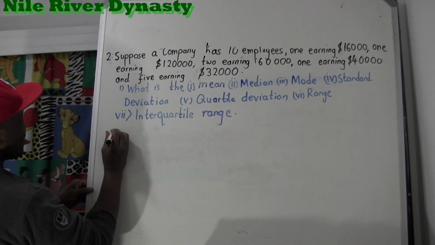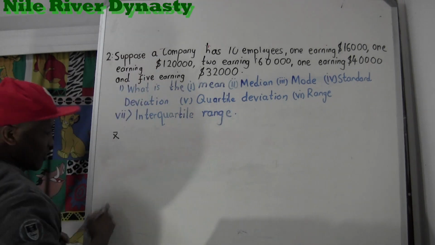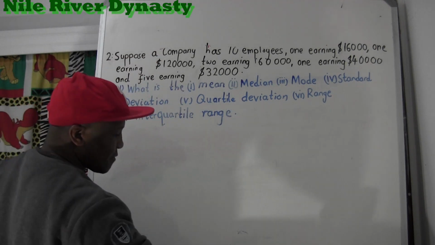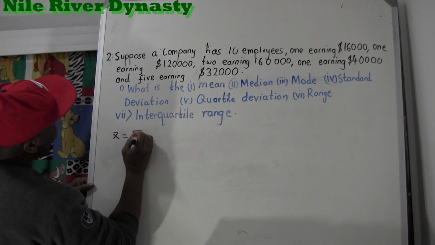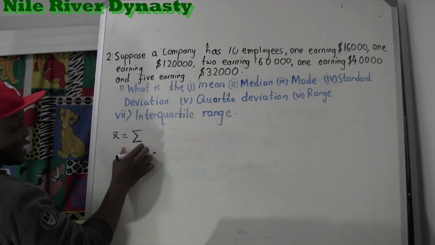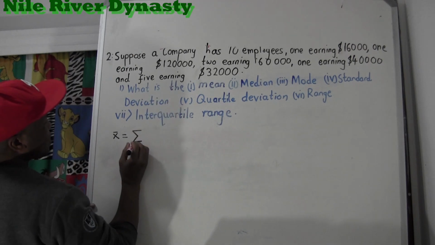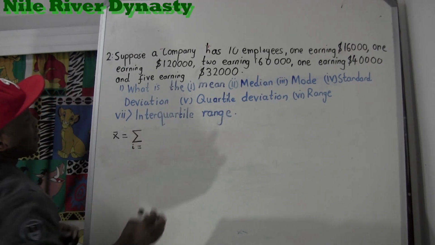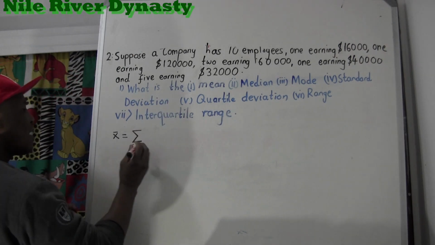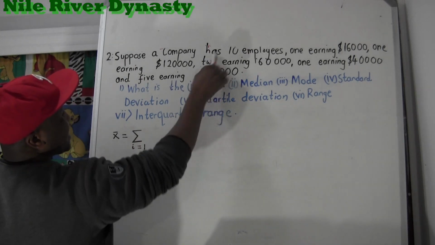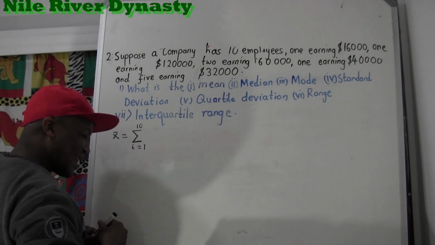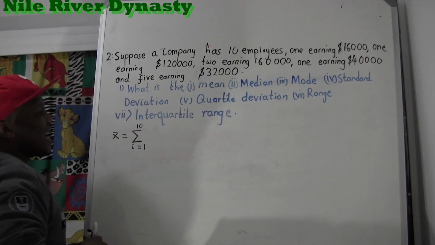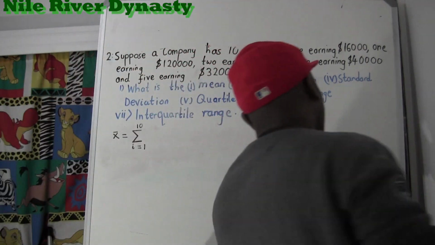To get the mean, which is represented by this letter, I can do it right here. Mean or average is the same thing. Sum all the stuff. So we say our data. What is our data? It starts from 1 to 10, since there are 10 employees, of xi. What does xi mean? Let me explain so you can understand.